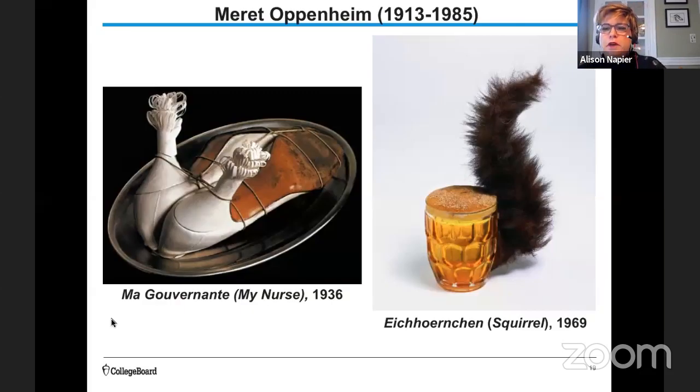Here's two other works by Oppenheim that combine and repurpose everyday objects. On the left, My Nurse, a pair of women's high-heeled shoes are tied together like game fowl, and then you have the paper frills or crowns on the heels, and they're placed sole to sole up on the platter. And while the sexual references in Object are subtle, this kicks it up a notch.